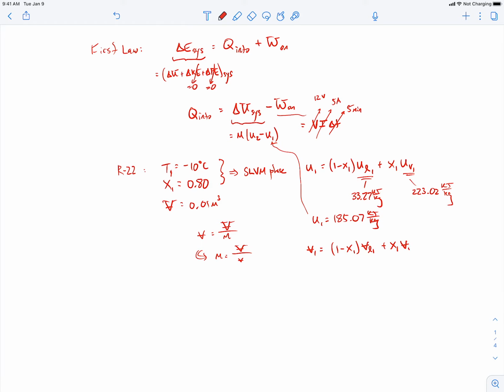So I'm just using the quality here. This is the fraction of mass that is a liquid, and this is the specific volume for the saturated liquid. Here's the fraction of mass that's vapor, and here's the specific volume of the saturated vapor. So again, I can use the tables. Let me go back down here.